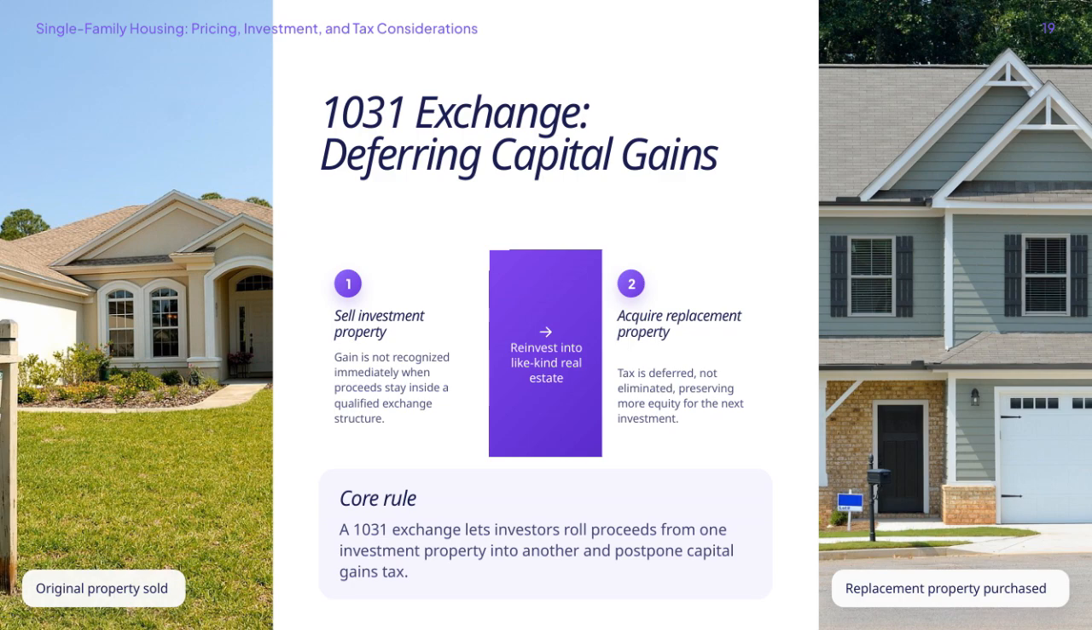First, you start by selling your original investment property. Now, you might expect to pay capital gains tax right away, but if you keep the proceeds within a qualified exchange structure, this gain is not recognized immediately. Instead, you reinvest those proceeds into a replacement property that is considered like kind, meaning it's similar in nature or use. Then, when you acquire this replacement property, the tax on your gain is deferred, not eliminated. This is a crucial point because deferring the tax allows you to preserve more of your equity, which can be used for the next investment.